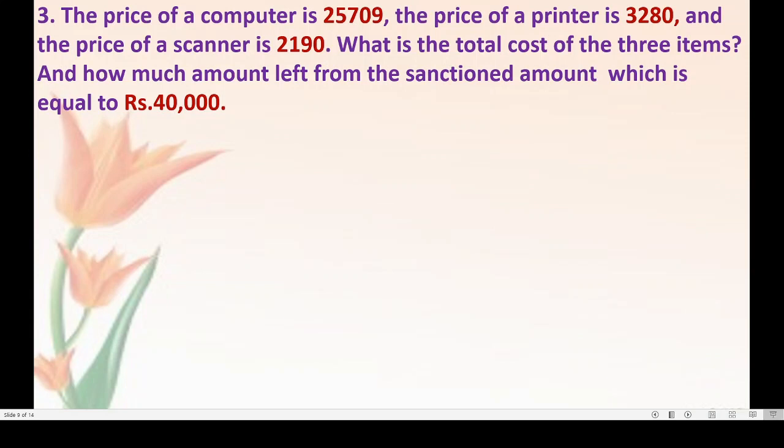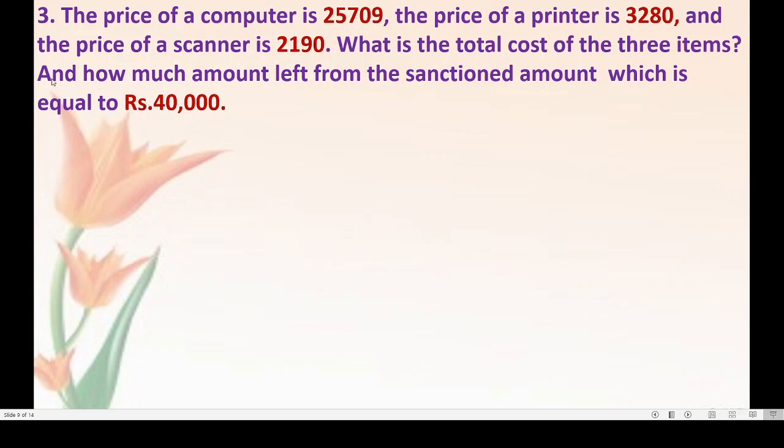See, this is our sum. First we will read. The price of a computer is 25,709. The price of a printer is 3,280. And the price of a scanner is 2,190. What is the total cost of the three items? Same sum I have taken for addition in part 1, isn't it? And up to here it was there. Now this we added to make it a mixed sum.